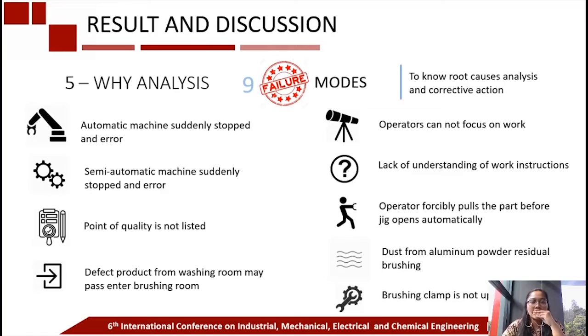And then this is for the analyze stage. I use 5 Whys analysis. I found 9 failure modes to know root causes, analysis, and corrective action. First, the automatic machine suddenly stopped and error, and then the semi-automatic machine suddenly stopped and point of quality is not listed. A different product from the washing room may pass and enter the brushing room, operators cannot focus on work, lack of understanding of work instruction, operator forcibly pulls the part before the jig opens automatically, dust from aluminum powder, residual brushing.